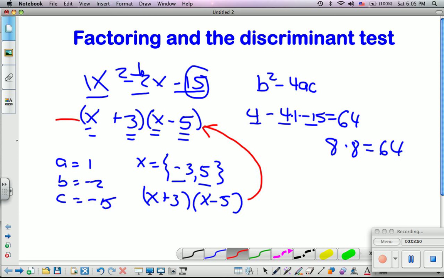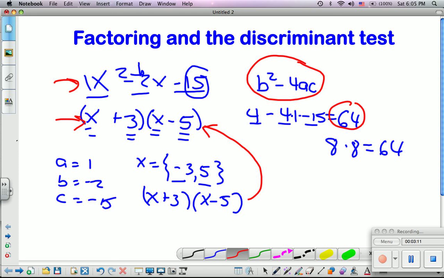Okay, so once again, these are easy. Sometimes your quadratic is easy to look at and factor, but many times, especially if we have some leading coefficients and so forth, this other method, using the quadratic formula, will always work. But remember, you want to do the discriminant test first, to see if you get a perfect square.